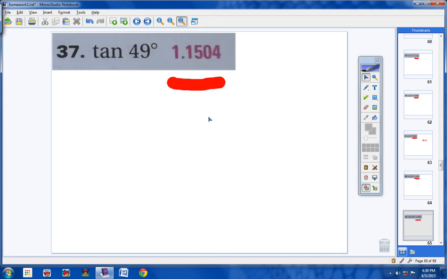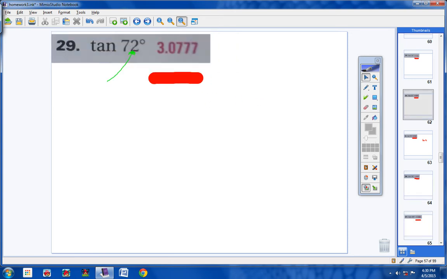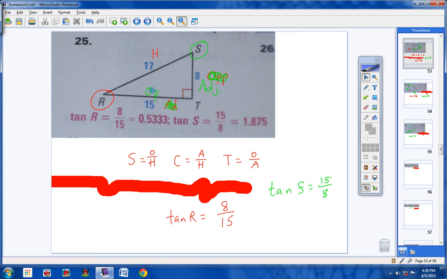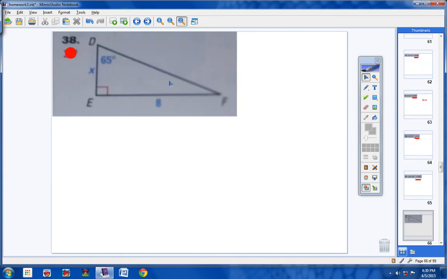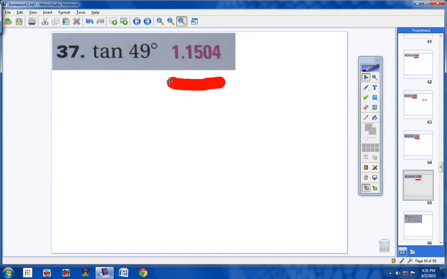Now, students, earlier, way back here, you were finding tangent when you were given a right triangle, the three sides of a right triangle. In these problems, you're finding the tangent when they give you the actual angle, 49 degrees, for example. Okay? So know how to do both of those types of problems.